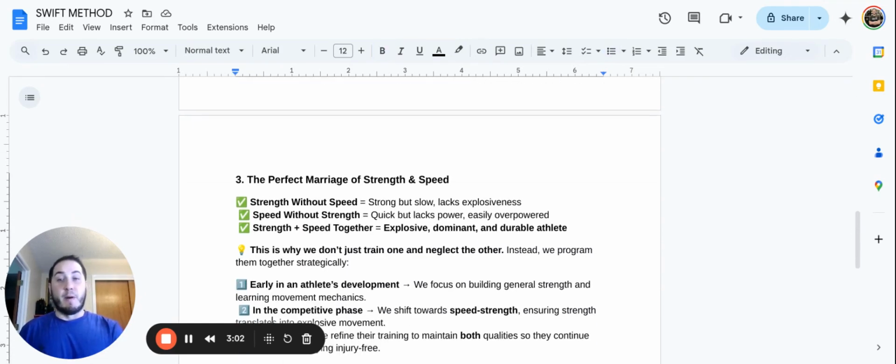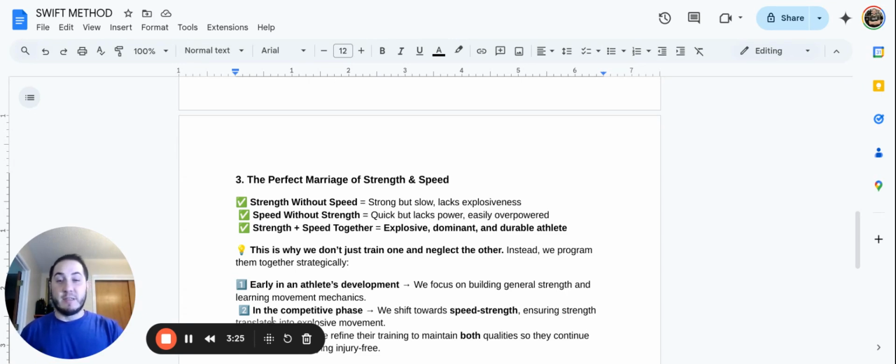The perfect marriage of strength and speed. Strength without speed equals strong but slow. You lack explosiveness, hence the example I gave of the powerlifting. If you think of it as a bell-shaped curve, you're trending up, and then eventually, if you don't do it correctly, you might slope down. You're just strong, but you're slow. Speed without strength, you're quick.